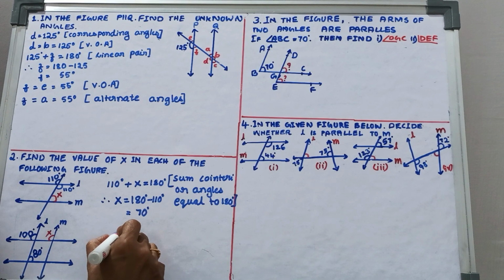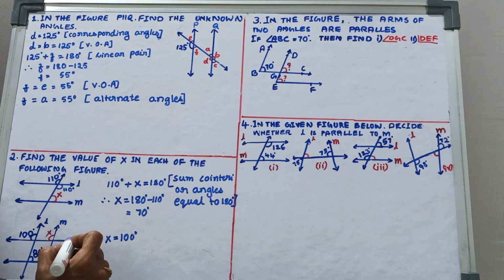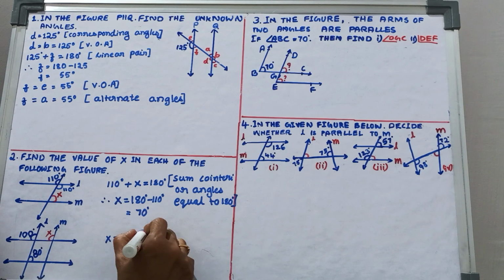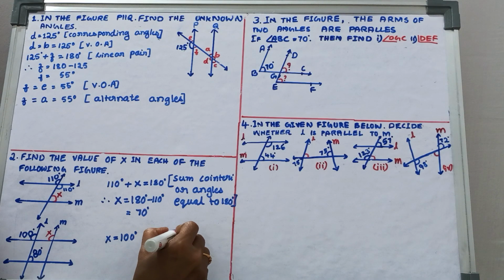Now in the next one, x equals 100 degree. Easily you can observe these two are parallel, so they are corresponding angles. Corresponding angles are always equal.